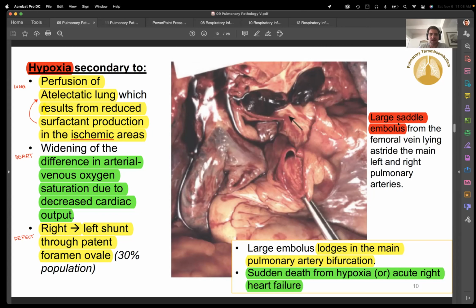So just keep that in mind. Okay, so yeah, this is a huge problem. Right to left shunt, that's what I was going to say, but that would go to the systemic system, which would usually go to the brain. Okay. Yeah. All right. Anyway.